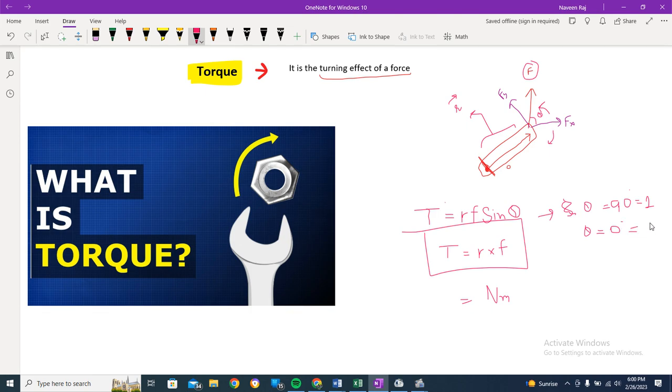From here we can draw a conclusion: if theta is 90 degrees, the turning effect would be maximum, and if theta is 0 degrees, the turning effect would be low. This means that the larger the theta value, the greater the turning effect of the force. And this all depends primarily on the force which is applied. This is how it works.